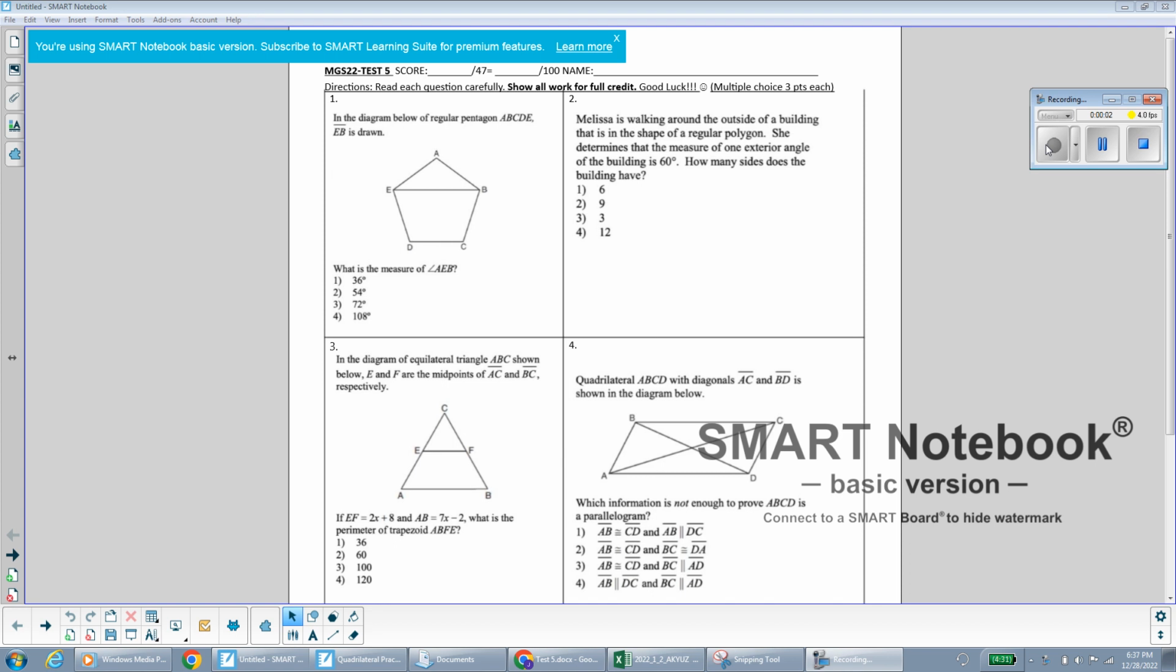Hi everybody, in this video we're going to go over test number 5 on quadrilaterals. So in the first question it tells us that we have a regular pentagon, and the word regular means that all of the sides and the angles are congruent.